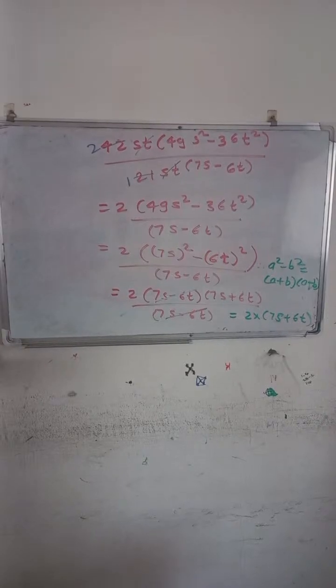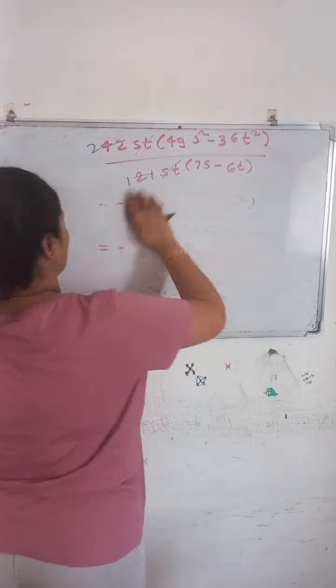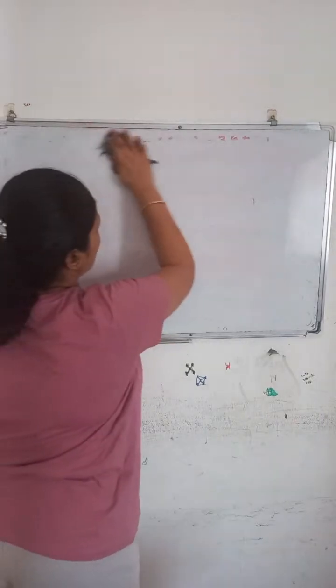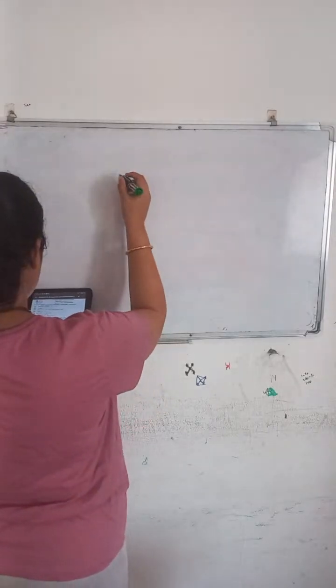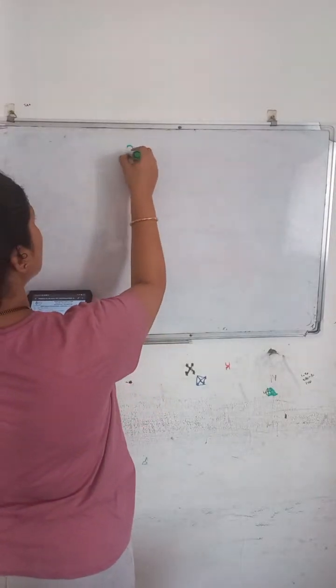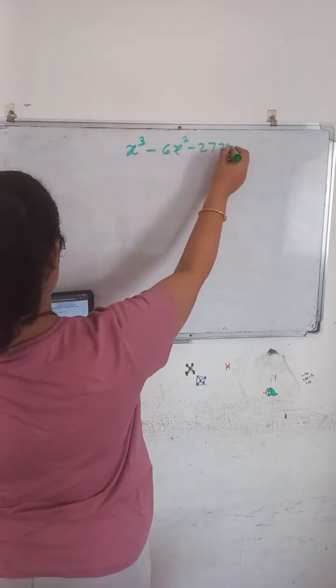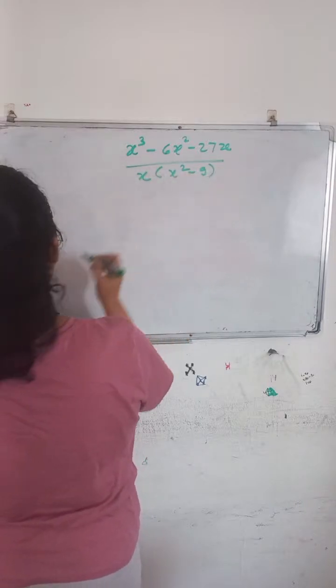The next one is very important. The question we have to solve by splitting the middle term. These are all 3 marks questions. Don't skip any steps, because marks are allotted for correct steps. Here the question is: find x cube minus 6x square minus 27x upon x inside the bracket (x square minus 9).